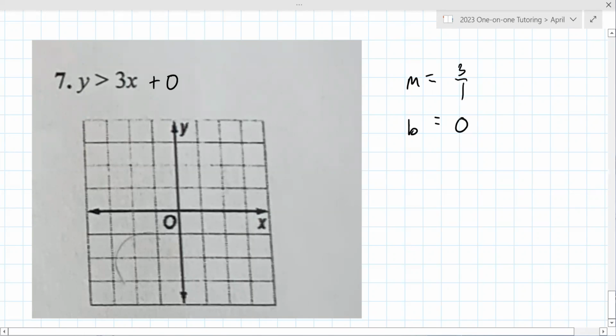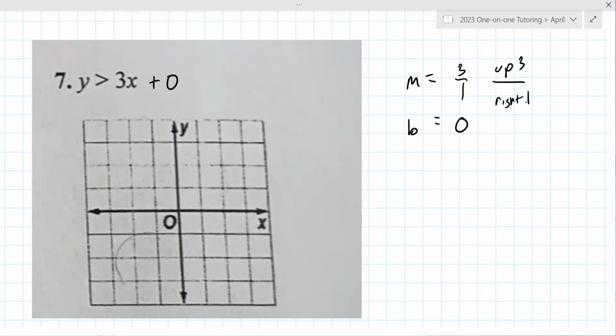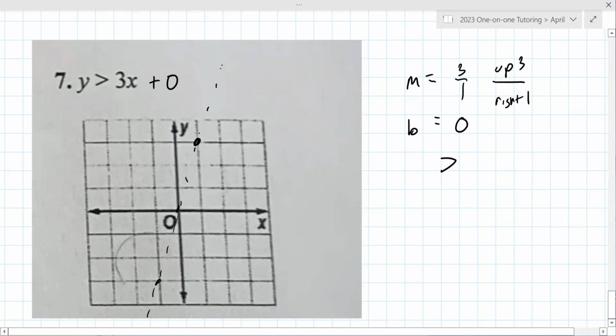Okay, so go ahead and try graphing that for us, please. It would go up 3, 1 to the right. Yes. Okay, got it. And it would be a dashed line. It is dashed. And then you got to decide whether you're shading above or below. It would be above. It is above. So your graph should look something like this line right here and this side.